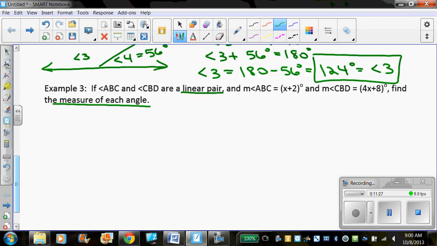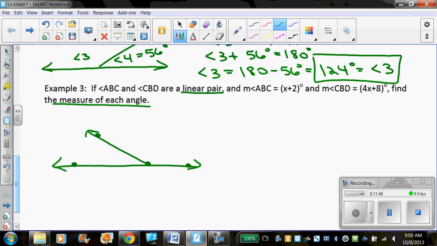I see linear pair. A linear pair, I know from a picture, looks like this. I'm just creating a linear pair, and I'm going to put 3 points here, right here, right here, right here. Or it's 4 points, I suppose.